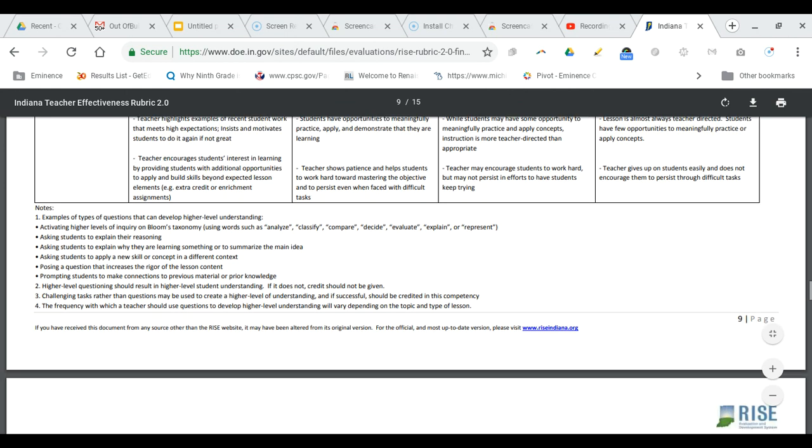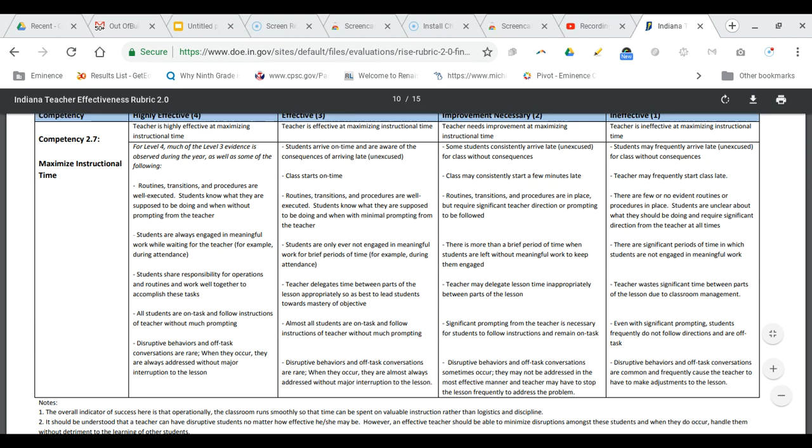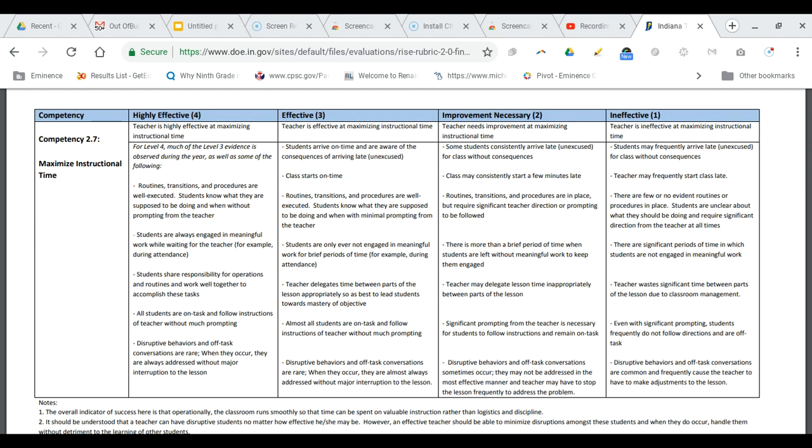2.7 is use of time. It's going to be important to have strong transitions where kids don't get way off task. It shouldn't take 5 minutes to get out a book and be ready to go. Kind of set those norms that they are ready for the next thing pretty quickly.